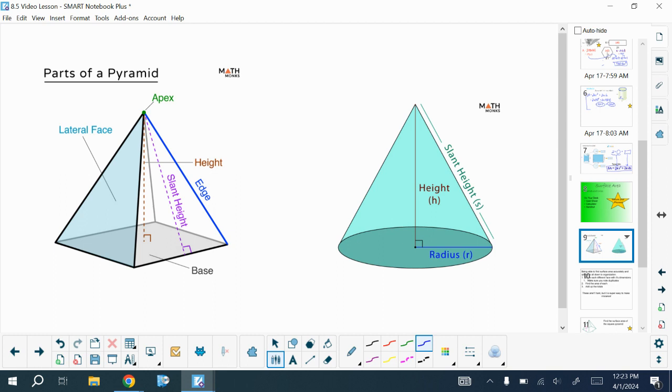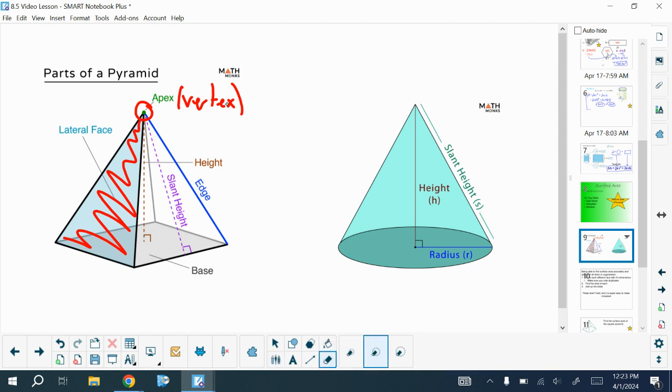Just like with the prisms, pyramids have a base, which could be any shape. This common one here is a square pyramid. We could have triangular pyramids. We have pentagon or hexagon or octagon pyramids, whatever we got. And then the lateral faces are made up of triangles that kind of go up and meet at what we call the apex, or sometimes we call it the vertex, if we want to use that word. Apex is a nice word because we use vertex for a lot of things.